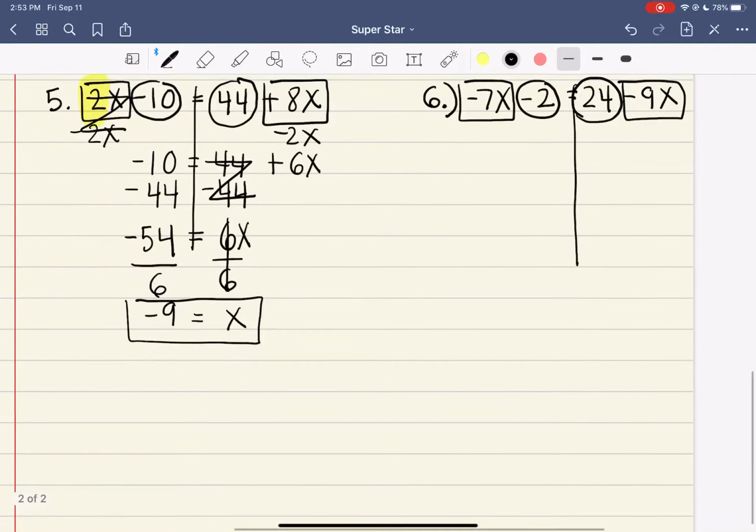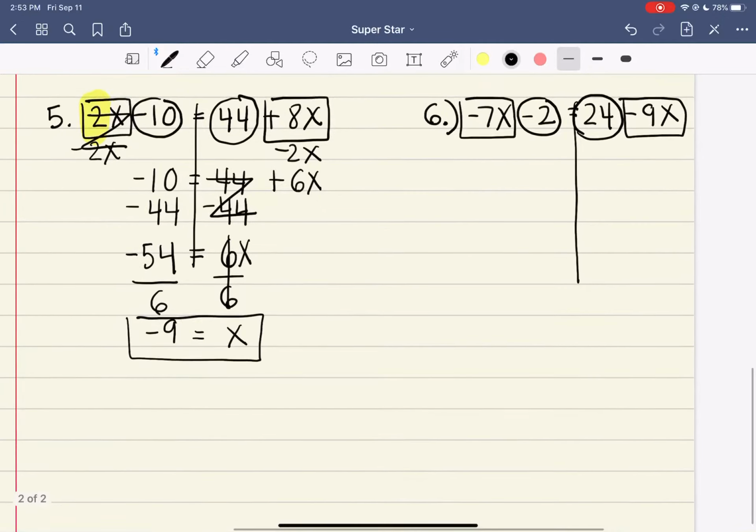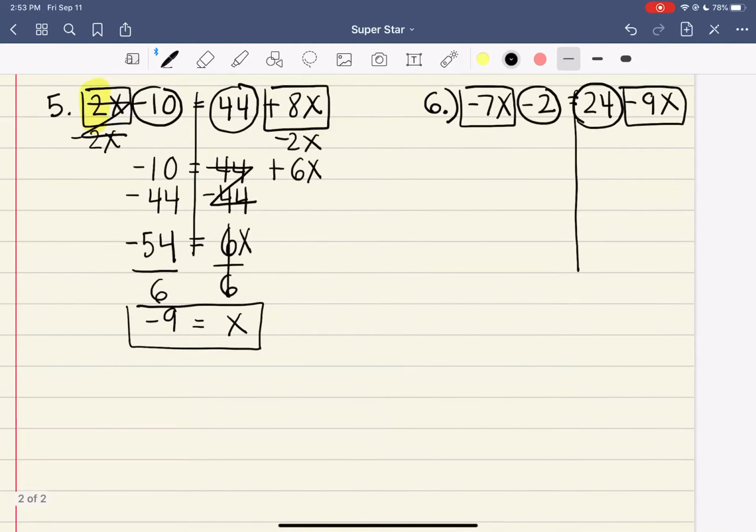So right now we're needing to see if we have any like terms to combine, and that is a no. But we do have a variable on both sides. We have negative 7x and we have negative 9x. So it's important here to look at what our least coefficient is going to be. So we have a negative 7 and a negative 9. And so I don't know about you, but I would rather have negative $7 than negative $9, because negative 9 is a smaller value than negative 7.